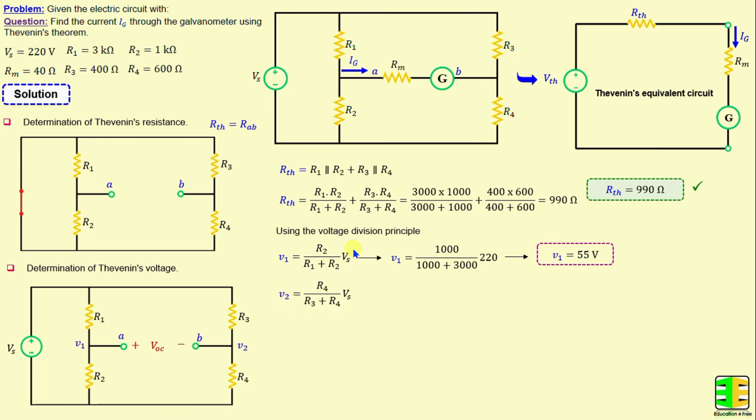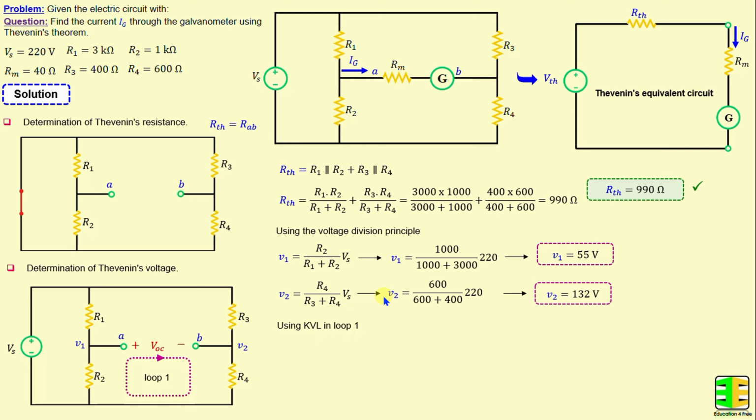And the voltage V2 across the resistor R4 is equal to R4 over R3 plus R4 times Vs. And if we replace R3, R4 and Vs with their numerical values, we obtain V2 is equal to 132 volt.